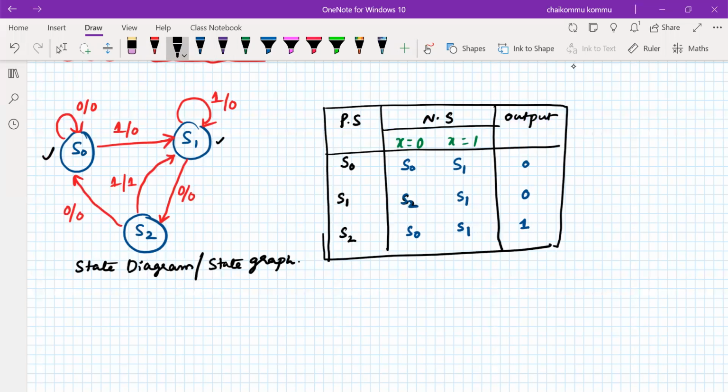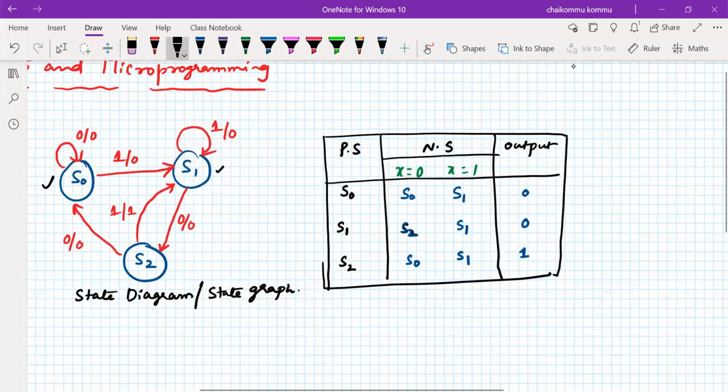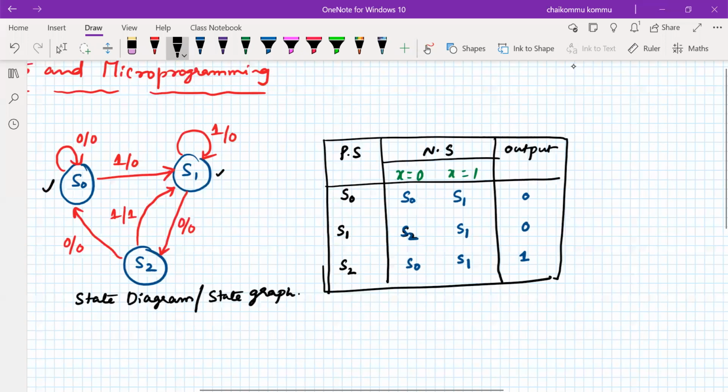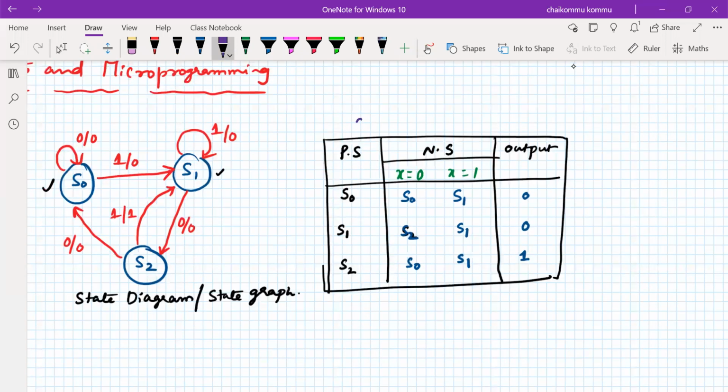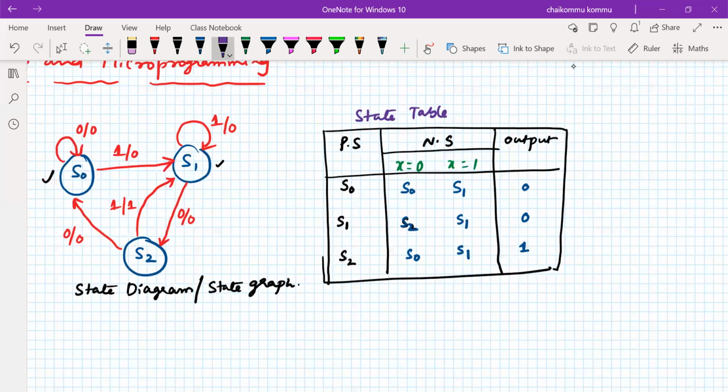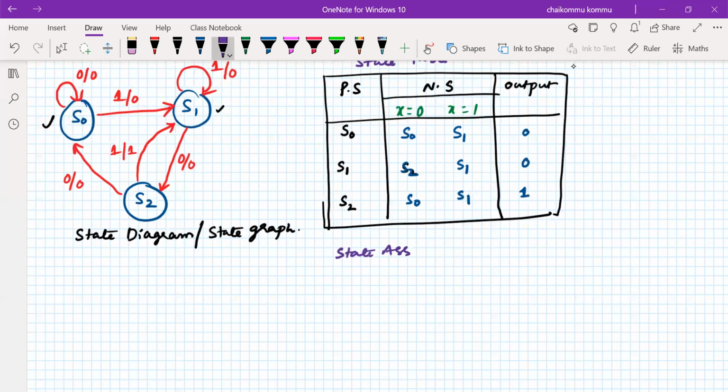This is actually a compact form, which we normally call a state table. We have not mentioned any kind of state assignment for S0, S1, S2. So how many bits are there for this one? How do we do the state assignment?